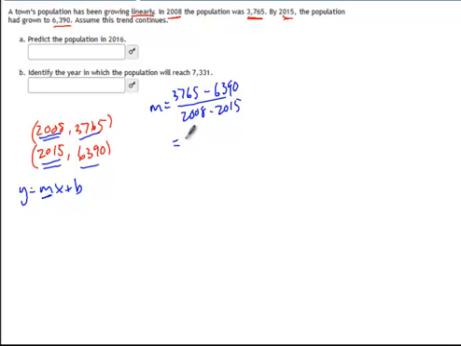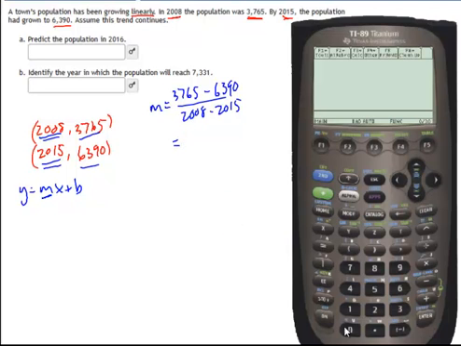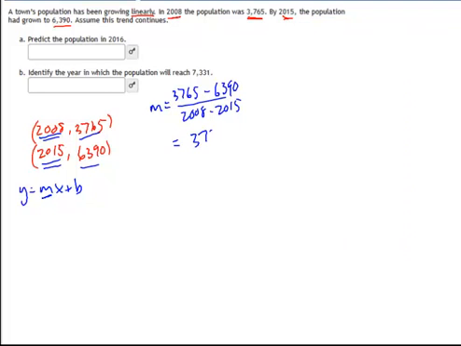If I use a calculator here to find this slope, 3765 minus 6390, and I'm going to divide that by the whole quantity 2008 minus 2015. When I do that, I get a positive 375. So there is my rate of change. That's my m value.